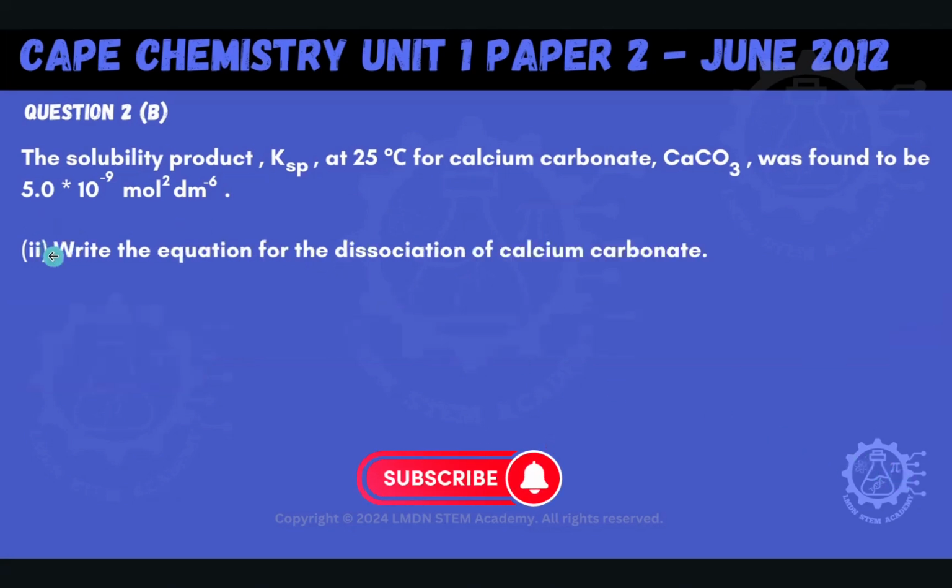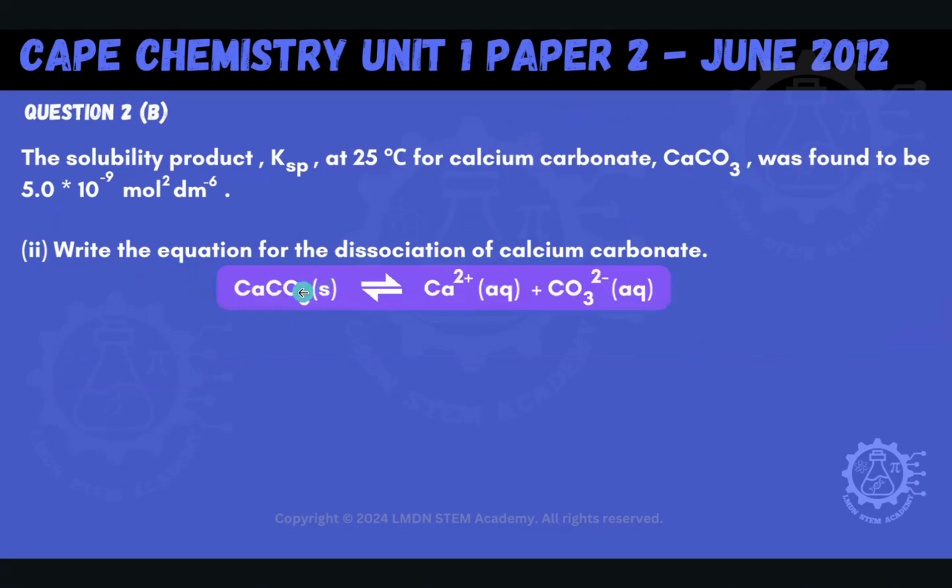So now we're going to write the equation for the dissociation of calcium carbonate. In any KSP problem, this will always be our starting point: to write the equation for the dissociation of whatever salt we're studying. In this case, we're studying calcium carbonate. So here's our equation. We start out with calcium carbonate in the solid phase. We add that to water so it gets dissociated, so those ions get separated, and we end up with the Ca2+ ion in the aqueous phase, and the carbonate ion in the aqueous phase as well. So that's how calcium carbonate dissociates in solution.